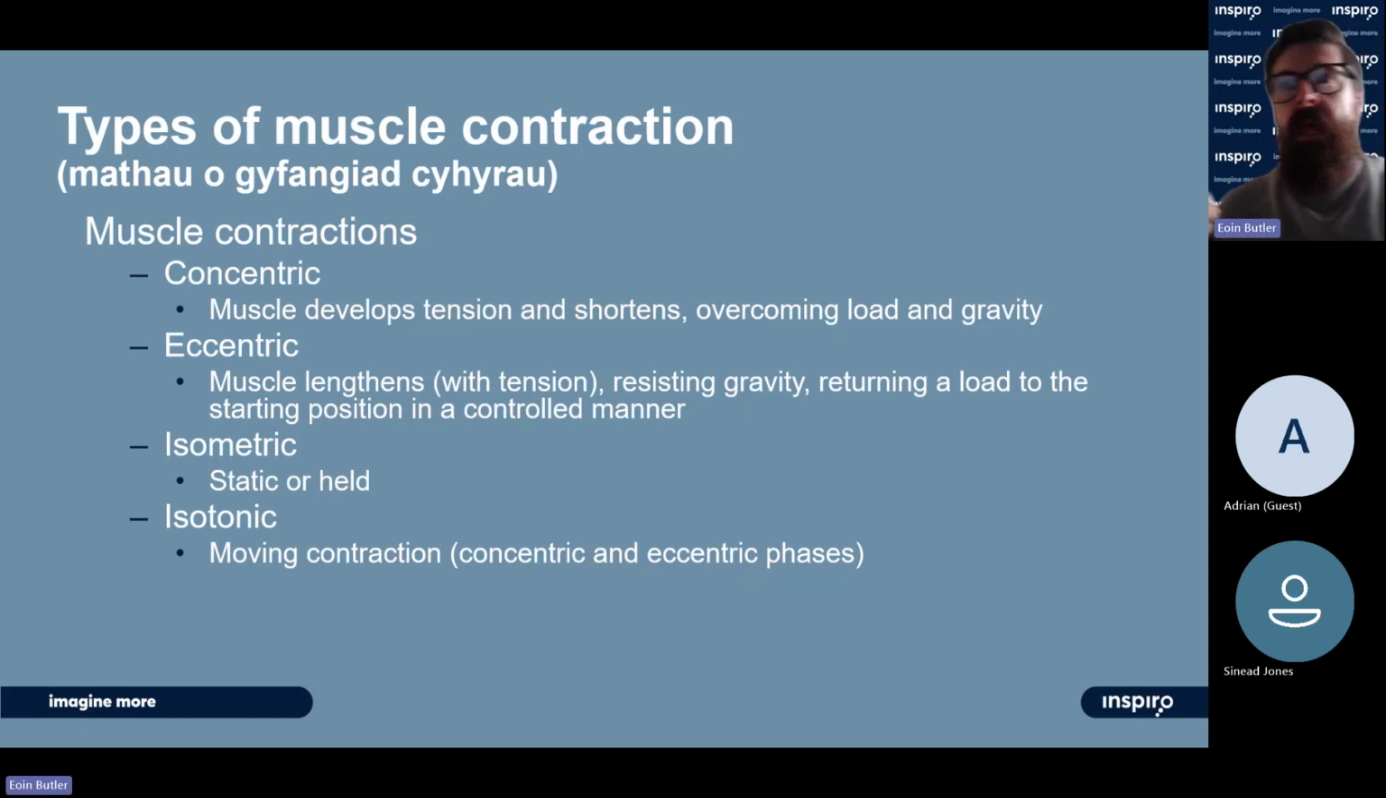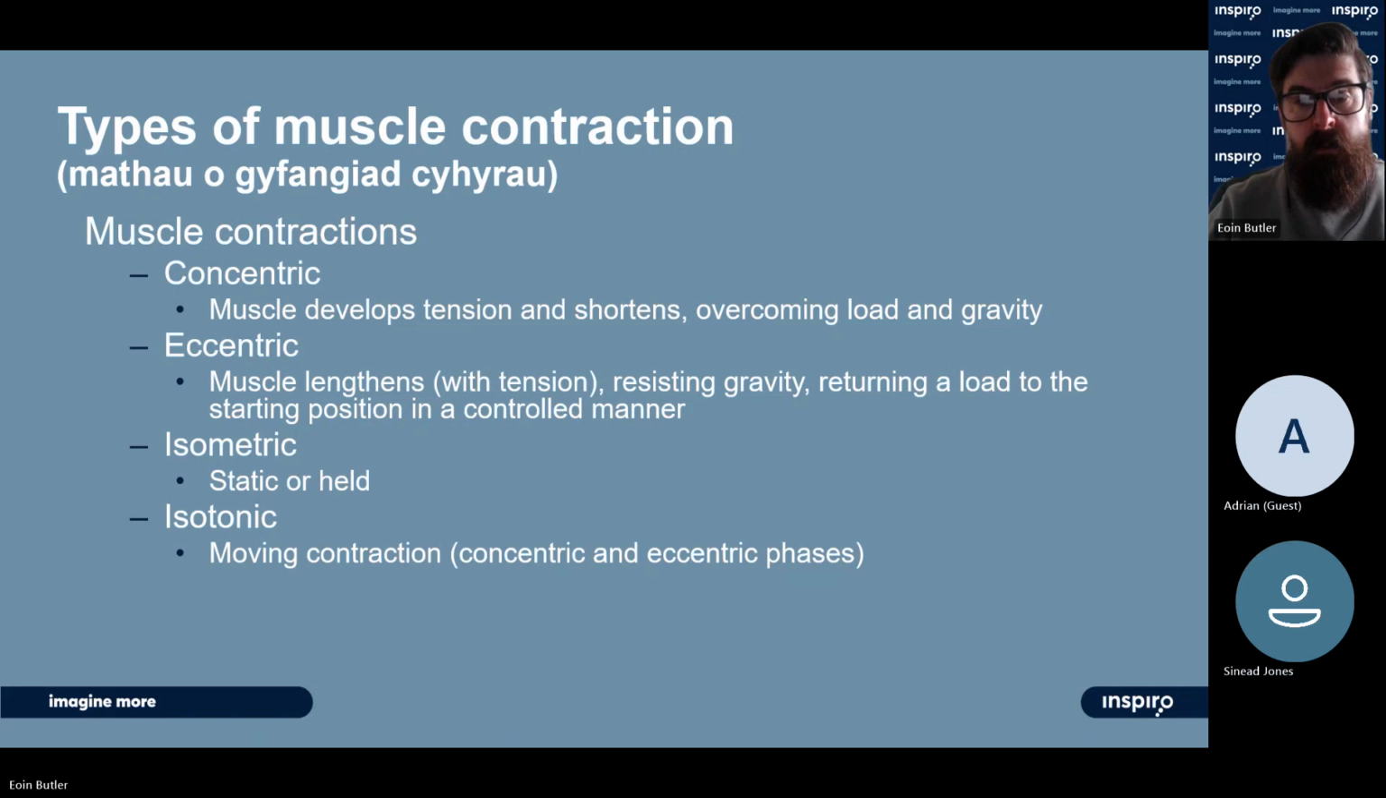An isotonic contraction is where we've got both concentric and eccentric phases. As I do my bicep curls, I've got concentric and eccentric phases, so we can classify it as isotonic. There's movement. Running, we would think about as isotonic because there's constant contraction, relaxation, shortening, lengthening, shortening, lengthening, of muscles. Any questions on those?